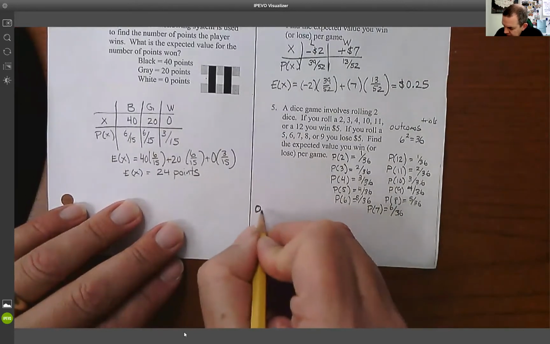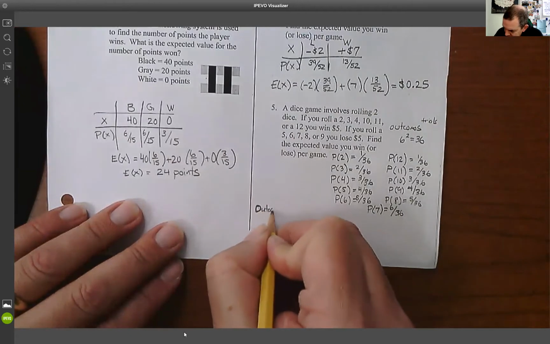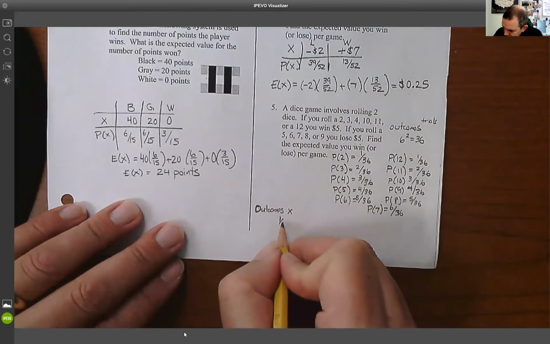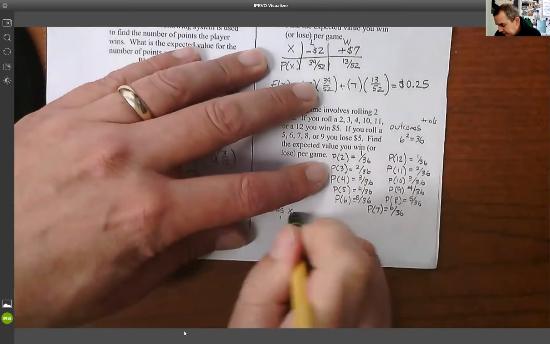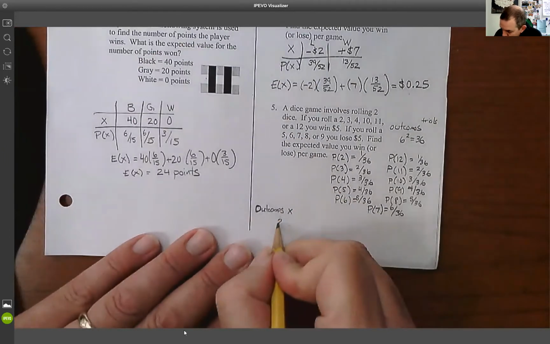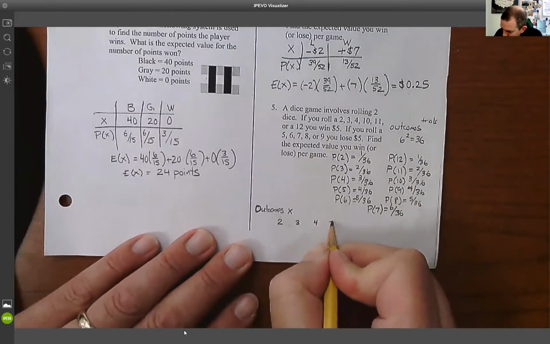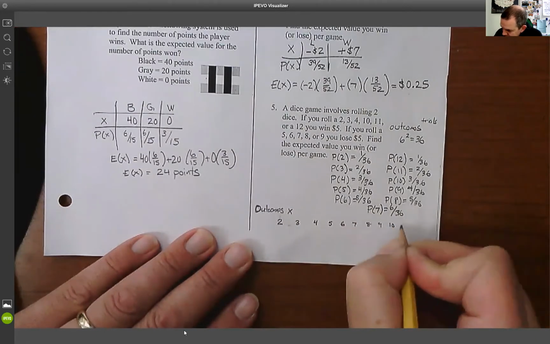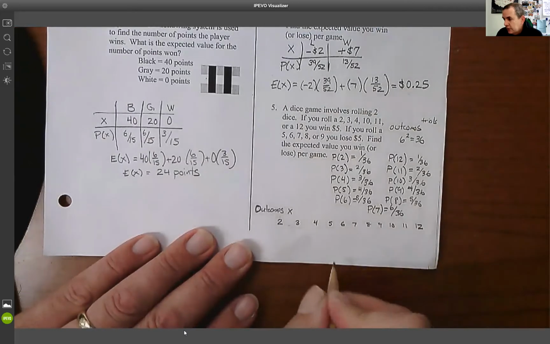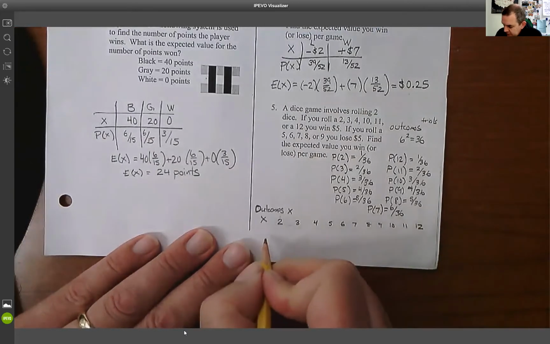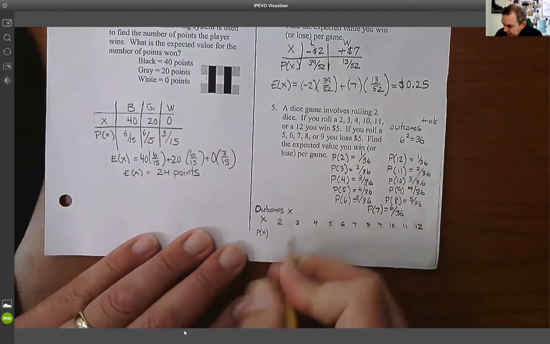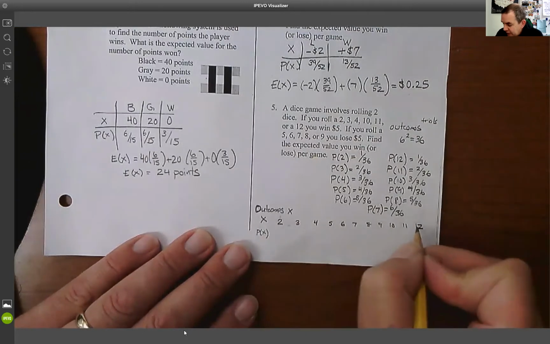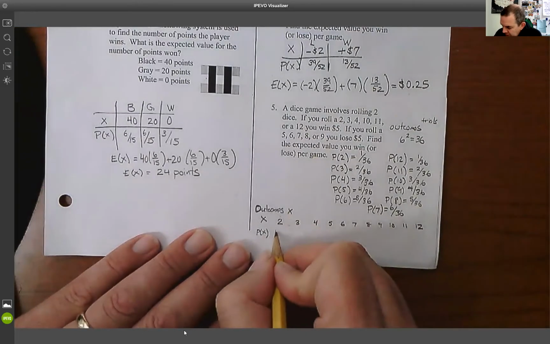My outcomes, if you think about it, in this case, my X's are going to be 2, 3, 4, 5, 6, 7, 8, 9, 10, 11, or 12. Those are my outcomes. So those are my X's. The probabilities are what I have above. I'm going to come back to this in a second because these technically aren't my outcomes. The dollar figures are my outcomes. I want to come back to that.